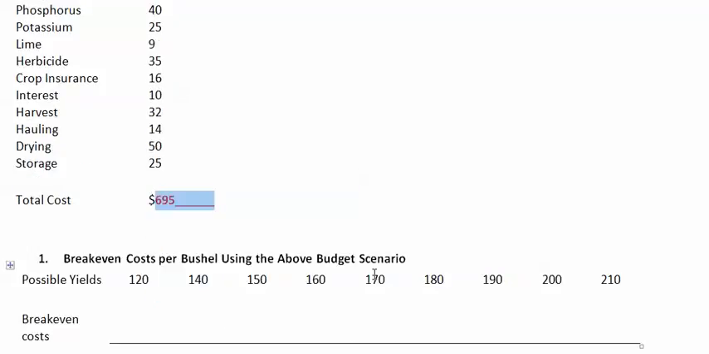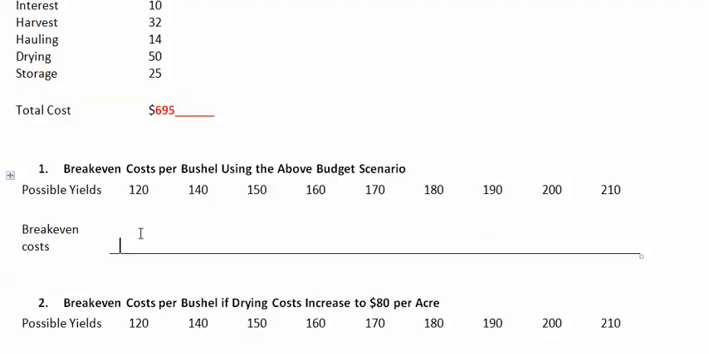for the corn production. Now what I want you to do is figure out our break-even price, also known as cost of production per bushel of corn. What I've listed here is various outcomes: 120 bushels per acre output all the way up to 210. To figure out my break-even price or my cost of production, I simply take cost divided by bushels. And our answer is going to be in terms of cost per bushel.